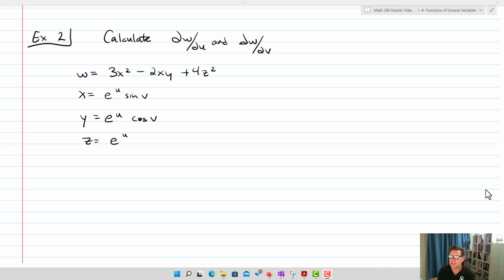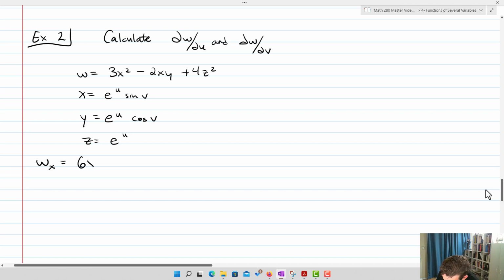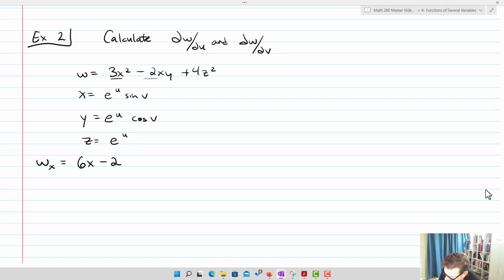So what we're going to have to do is calculate all the different partials for this function. We'll start with w_x, the partial of w with respect to x, and that's going to end up being 6x minus 2y. Okay, take a look. There it is. Follow along. If you have to pause to figure out what we're doing, go ahead and do that. Take your time. It's just a lot of keeping things organized.